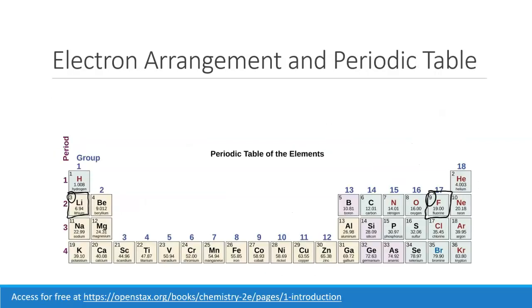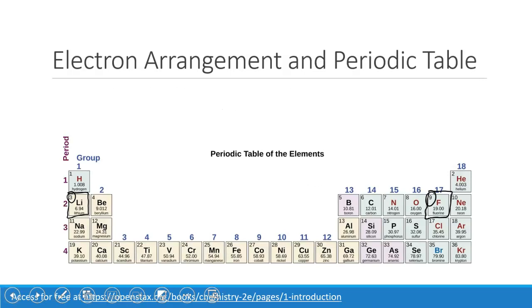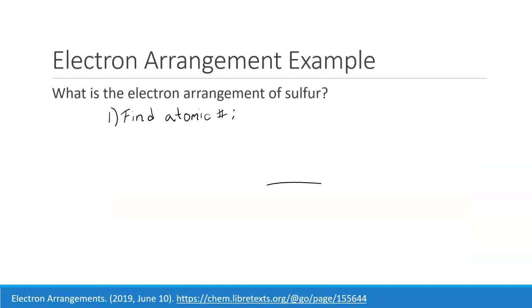All right, let's do one more. So what is the electron arrangement for sulfur? Okay, the first step is to find sulfur on the periodic table. Sulfur is right here. It has an atomic number of 16. And then remember the maximum number of electrons for each energy level, which was 2, 8, and 18.